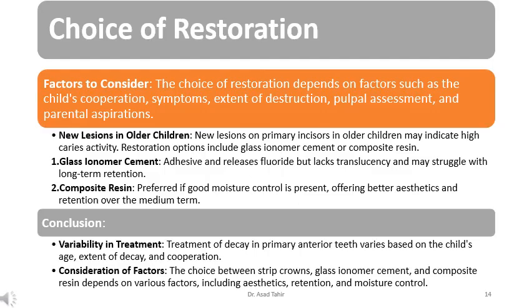Choice of restoration. Factors to consider. The choice of restoration depends on factors such as the child's cooperation, symptoms, extent of destruction, pulpal assessment, and parental aspirations. New lesions in older children. New lesions on primary incisors in older children may indicate high caries activity. Restoration options include glass ionomer cement or composite resin.